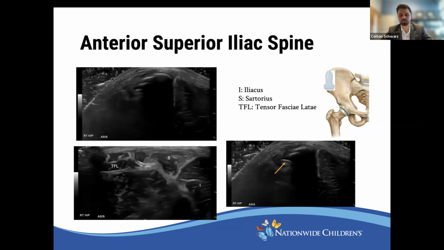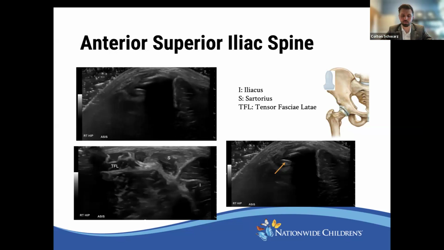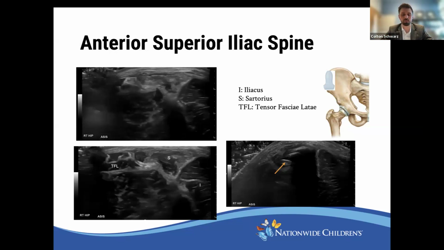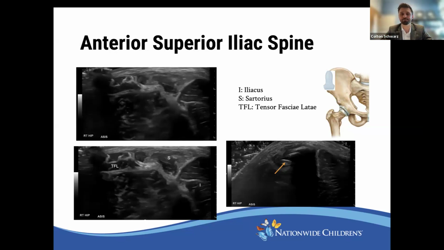That still frame to the right side of the slide, I think, is a pretty key view in our case here. It's showing that avulsed fragment along the lateral aspect of the ASIS where that TFL is attaching.